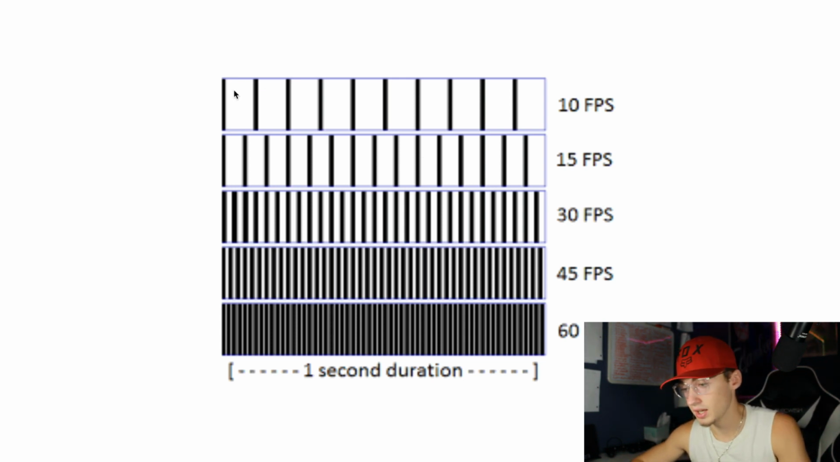And as you can see, there's bigger gaps the lower the FPS. Basically what this means is that you're going to have to make bigger movements. But as you get higher, obviously you got to make smaller movements, and that's what makes your videos more smooth. So the more pictures equals smoother movements.